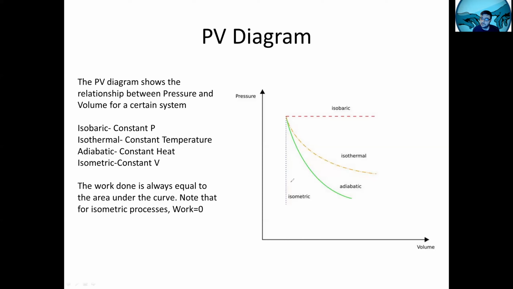And if you look here, isometric right here, how would you find the area under this curve, right? Well, you can't, right? And the area under this curve is nothing. So it's actually like the area under this curve is 0. And that's because isometric processes, which are at constant volume, have a work of 0. Unless you change the volume, you're not actually doing work on a system of gases, right? The actual changing of volume is what determines whether or not you are doing work on the system. Okay.